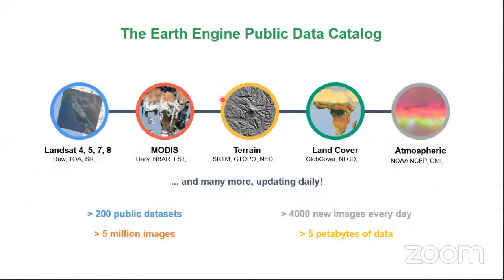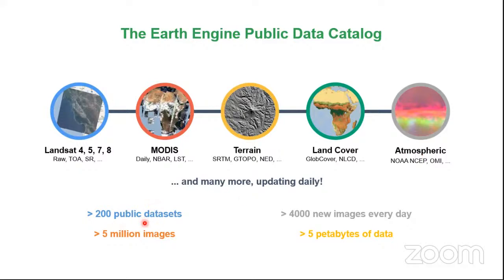So these are some examples of the Earth Engine public data sets. We have the entire Landsat series of Landsat 4, 5, 7, 8, and not only the raw data sets, but top of atmospheric and surface reflectance data sets also. Then we have MODIS data sets, like MODIS products of daily, 8 daily, 16 daily NDVI and LST, which are also available there. Then we have varieties of terrain data like SRTM, GTOPO, and varieties of land cover data like GlobCover, NLCD, and atmospheric and rainfall data also.